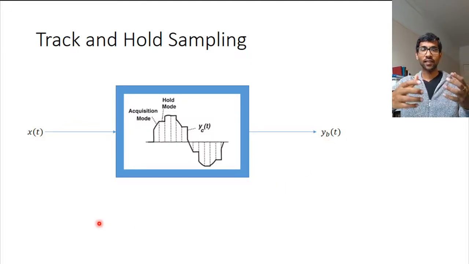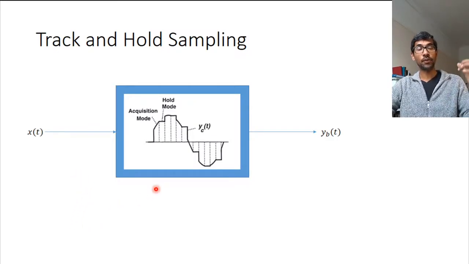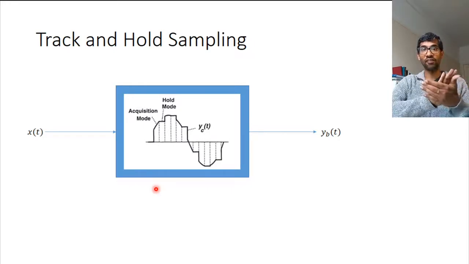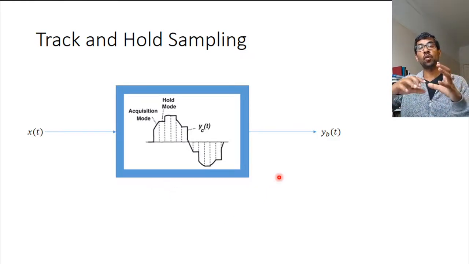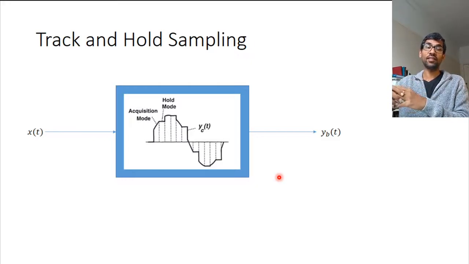So that, in some sense, is the practical version of a sampling device that we can use. On the input side, we are tracking the input, and that gets rid of the constraint that we had, that we have to sample in an infinitesimal amount of time. And on the output side, we are holding the output for some time, which means that our quantizer can do its work easily.